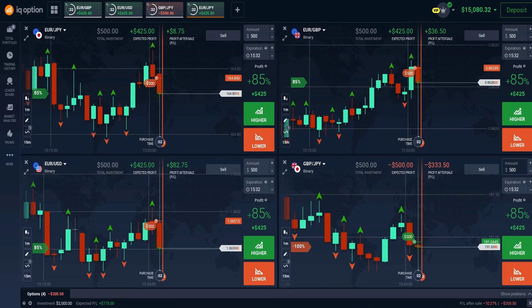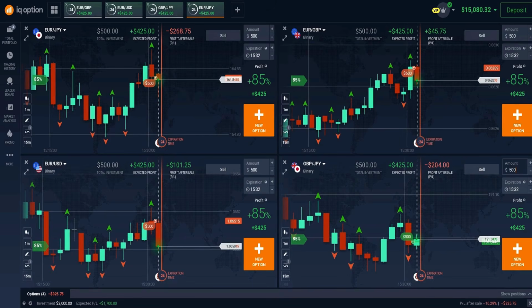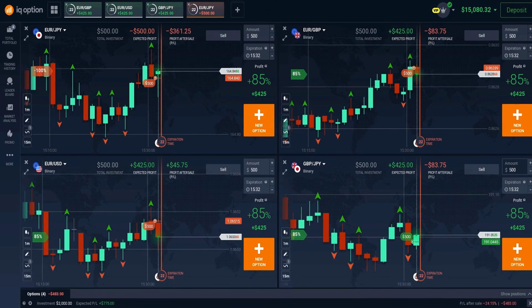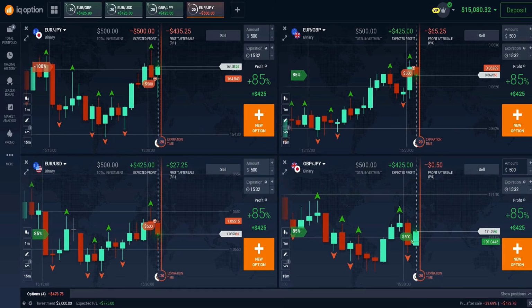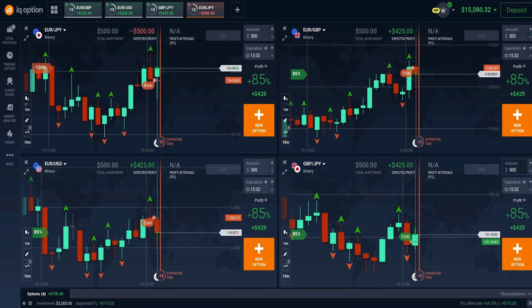Also, don't forget about risk management. I strongly recommend that you follow the 1% rule. That means risking only 1% of your total account balance per trade. This way, even if a trade doesn't go in your favor, your account stays safe, and you can keep trading confidently. So now, let's stay patient and wait for the trades to complete.